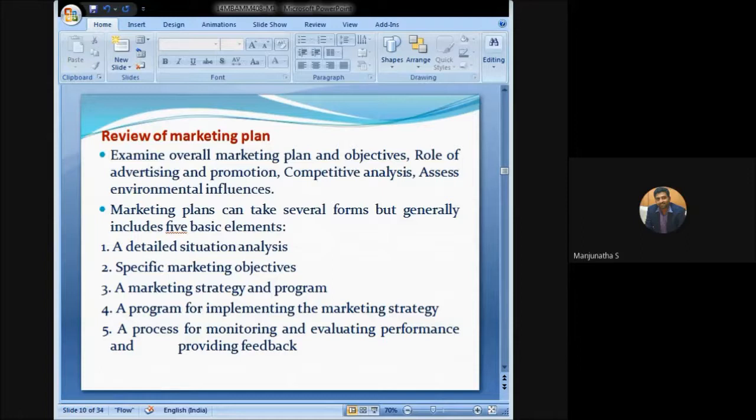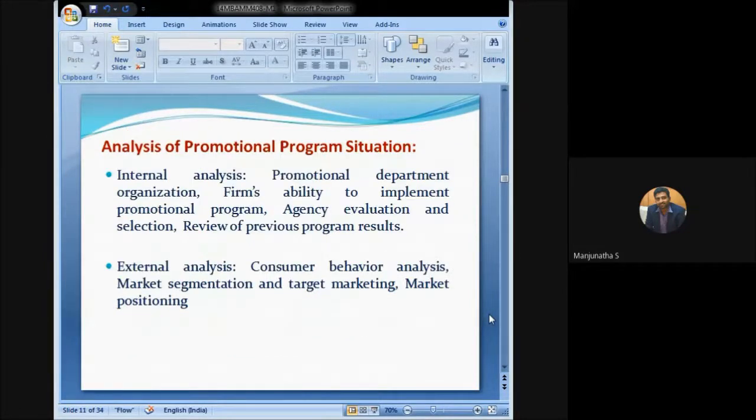Then moving to the next step of the IMC planning theme, the continuation of this one, that is analysis of promotional program situation. They have to make the promotional program situation analysis in two ways, that is internal analysis as well as external analysis. In internal analysis, what needs to be analyzed?